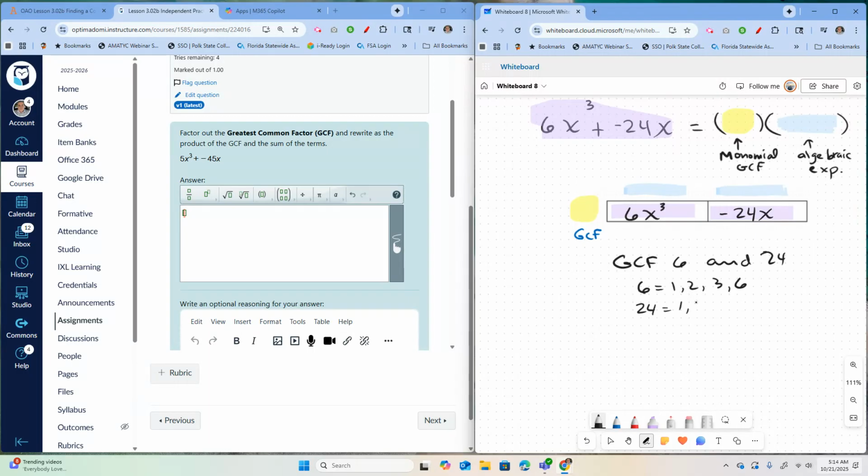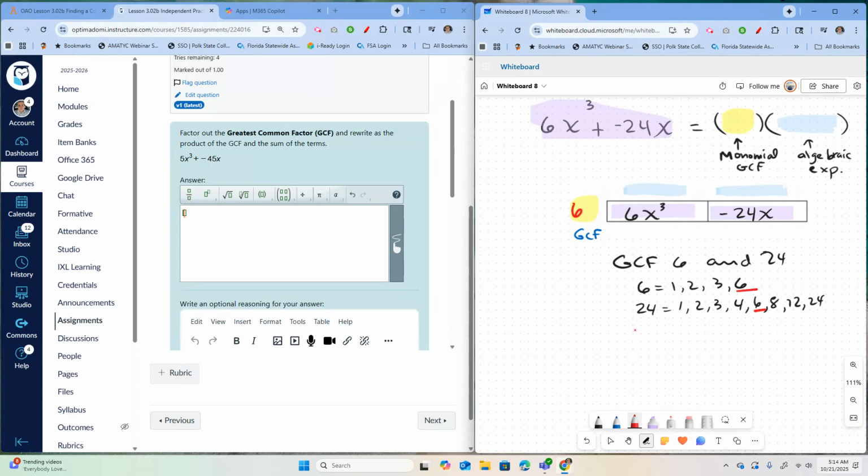Here are the factors of 24. I remember my times table pretty well. If you have trouble, use the calculator. I hope you notice that the largest factor in common is 6. So my GCF of 6 and 24 is 6. I put it there in the yellow section.